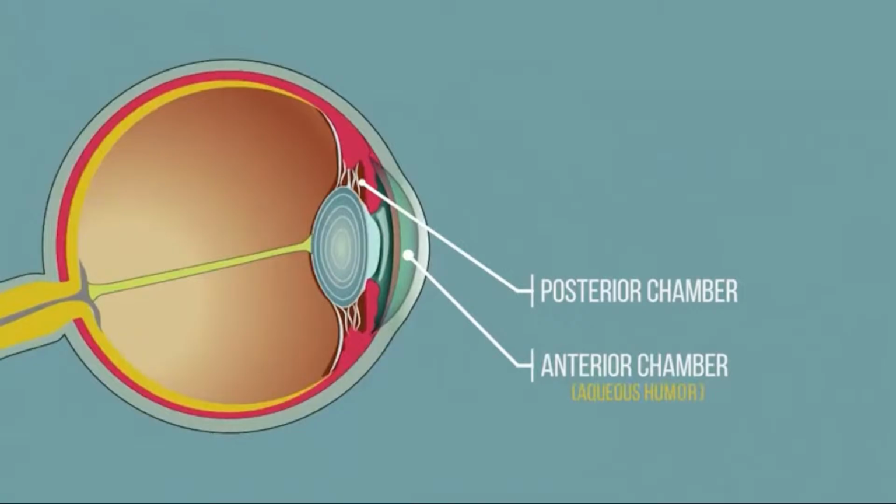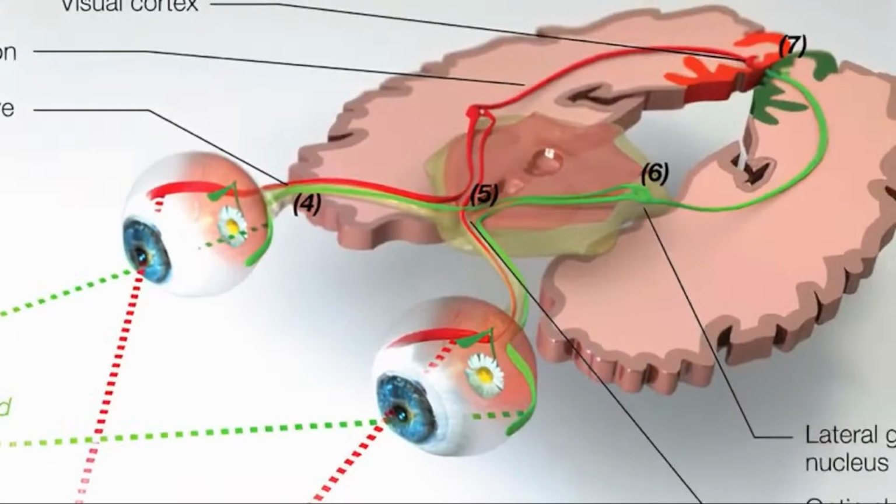Visual processing and the functional pathway. Once light is focused onto the retina, the photoreceptors initiate a biochemical process that converts the light signal into electrical impulses. These impulses travel through a network of retinal neurons, including bipolar and ganglion cells, before being transmitted along the optic nerve to the brain.